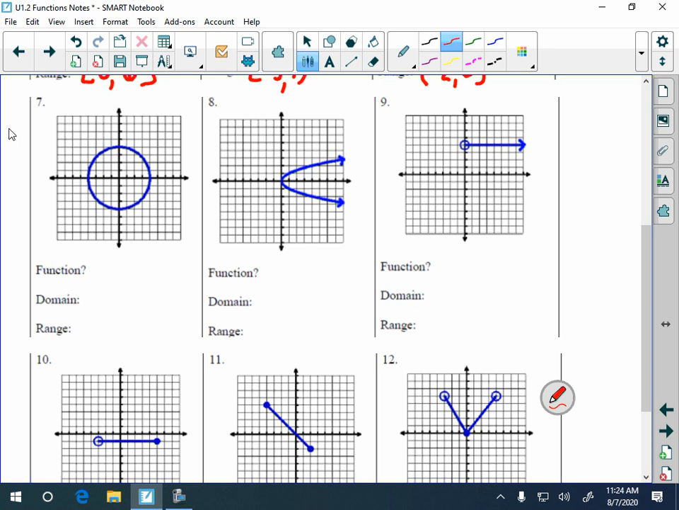Number 7. We have a circle, and so we can see that a circle is not going to pass the vertical line test. So no, this is not a function.